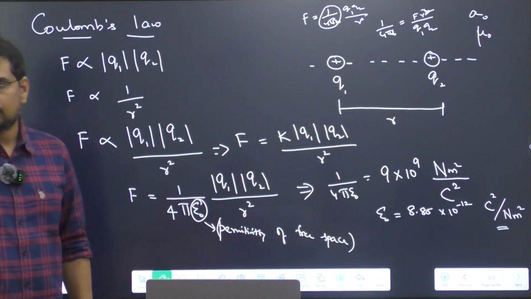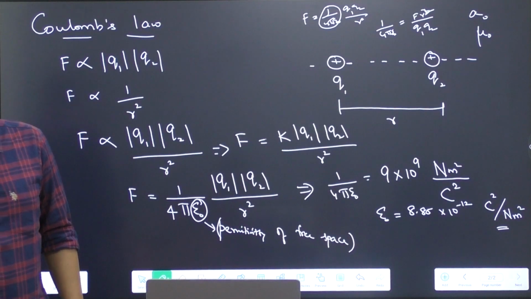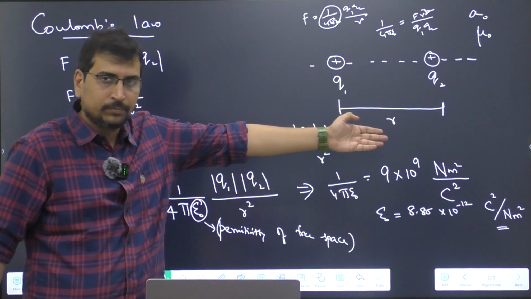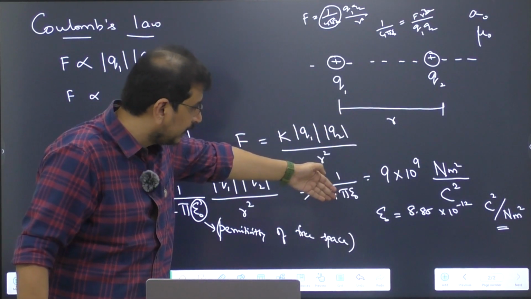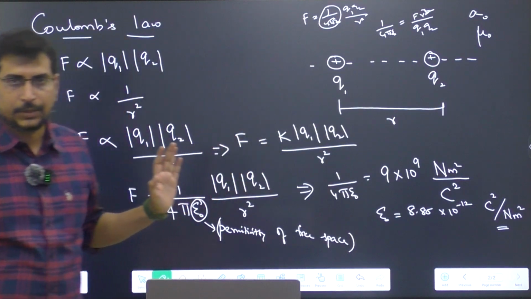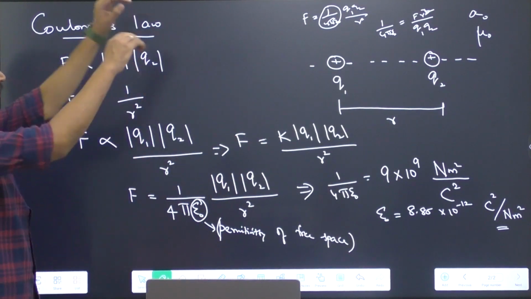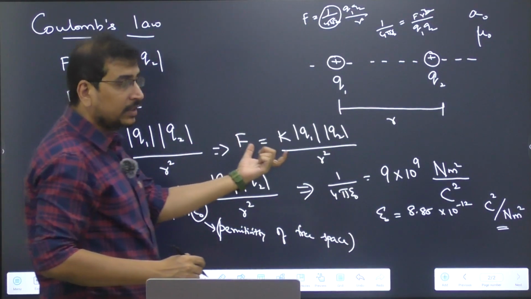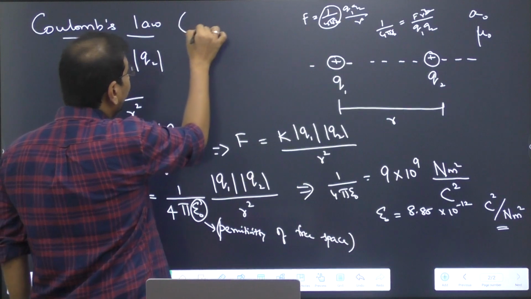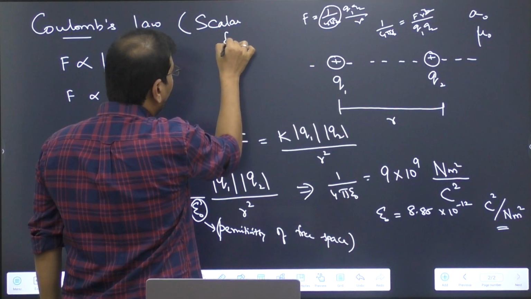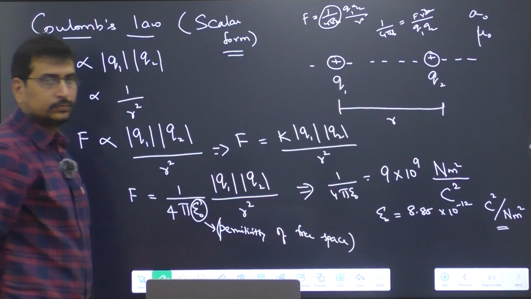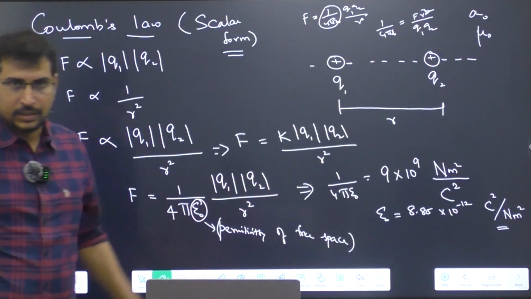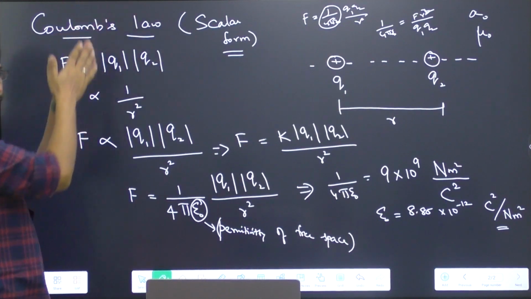Are you able to understand? I hope this is simple, right? Just substitute the value of pi as 3.14, 4 into 3.14, bring this value to this side and take epsilon naught to the other side, and you will get this value. So this is all about Coulomb's law, and whatever mathematical expression I've given you is given in the scalar form, because I spoke only about magnitude, I never spoke about direction till now. So Coulomb's law in scalar form.